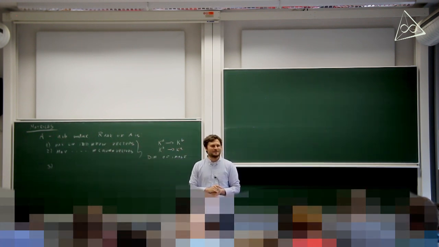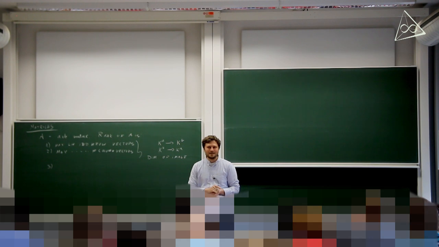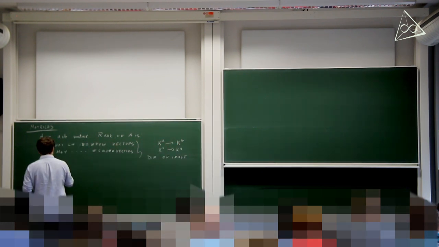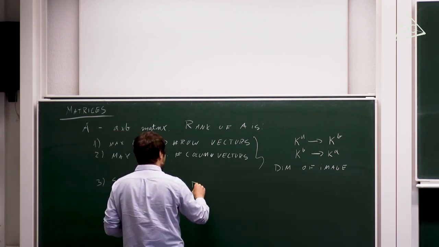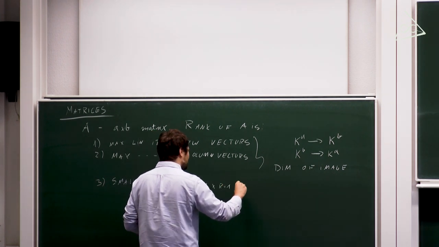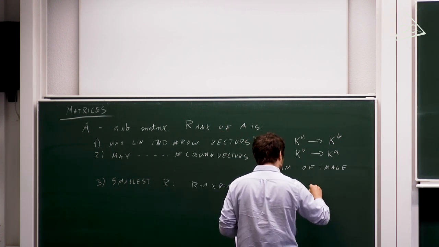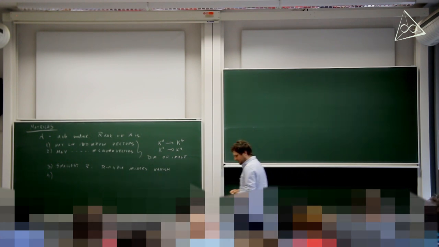I ask again, what's the rank of a matrix? Can you do it using some polynomials, equations? Vanishing of minors, yes? So it's the smallest r such that all (r plus 1) times (r plus 1) minors vanish. Very good.